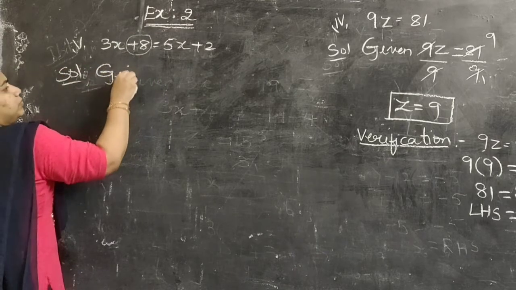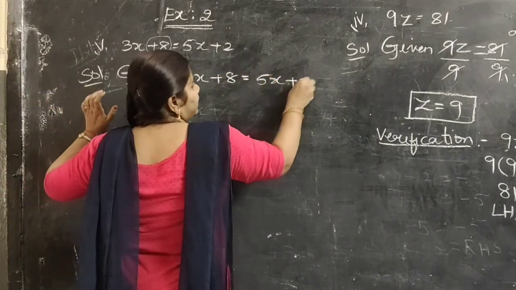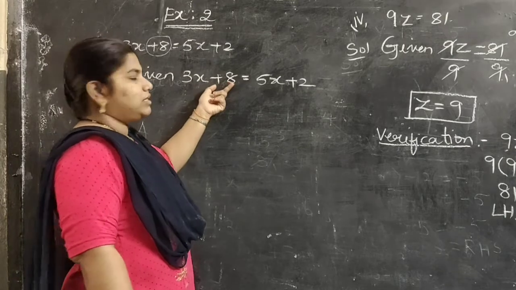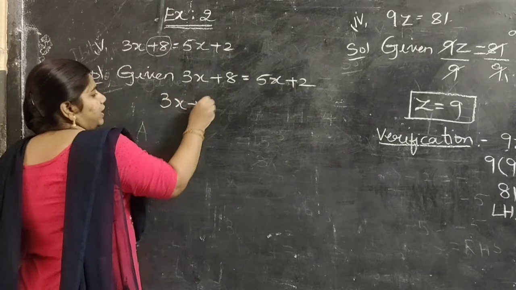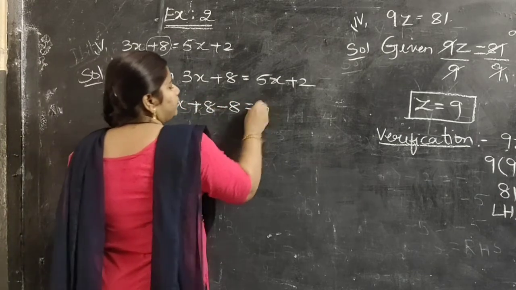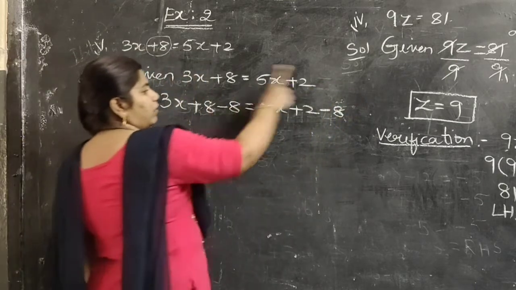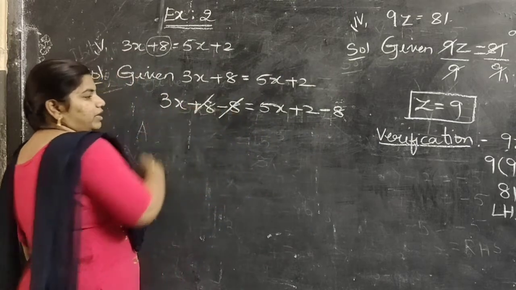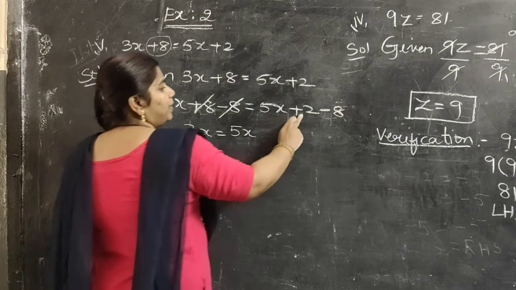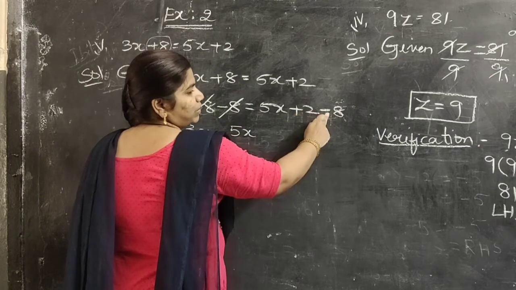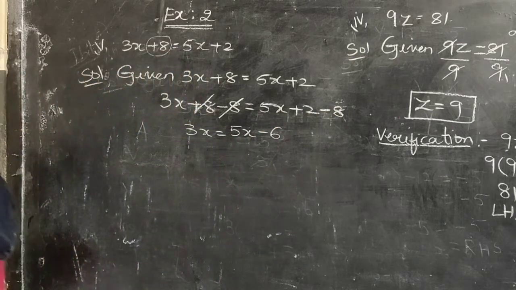So what have they given? Given 3x plus 8 is equal to 5x plus 2. I want to eliminate this plus 8. What is the opposite number for plus 8? That will be minus 8. So 3x plus 8 minus 8 is equal to 5x plus 2 minus 8. Now this minus 8 I have added on both sides. Now plus 8 minus 8 will get cancelled. So 3x is equal to 5x plus 2 minus 8. Plus into minus is minus. 8 minus 2 is 6. Bigger number sign is minus. So you got minus 6.